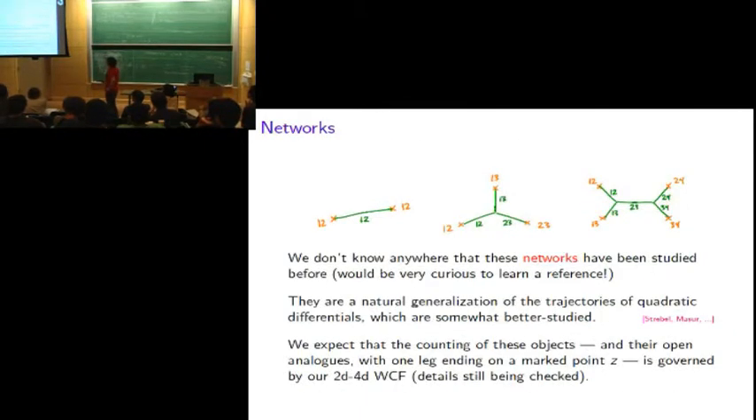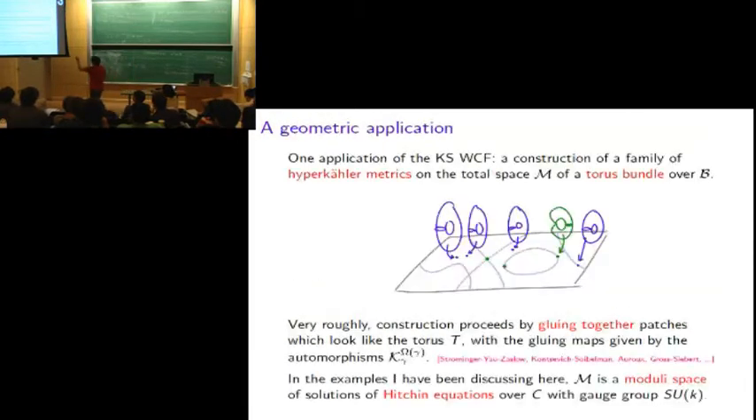Yes. So we expect here, there are, I would say, a few details still being checked, but we expect that the counting of these objects again, and their sort of open analogs where you have one leg ending on a marked point, is again governed by the same formula that I just told you, the 2D4D wall crossing formula.